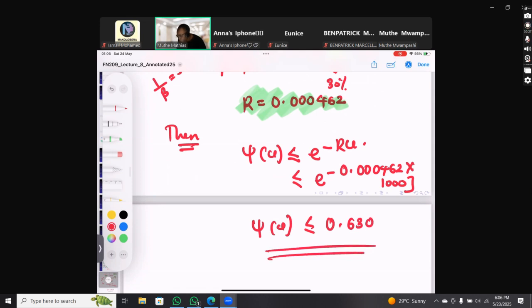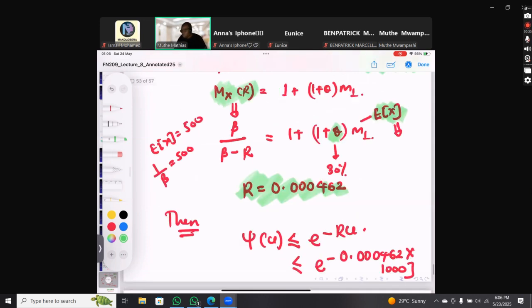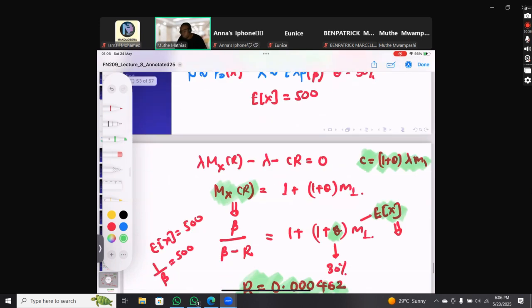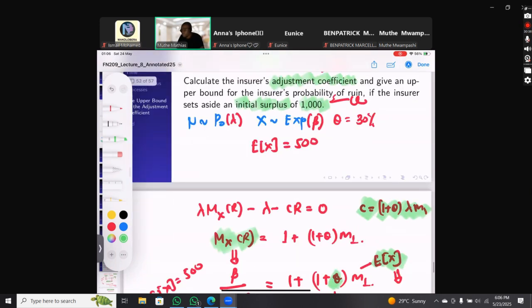So probability of ruin cannot go beyond this part. Okay. I think it's just a straightforward question. What is important is to understand what an adjustment equation is. This one here is an adjustment coefficient under the Poisson framework.